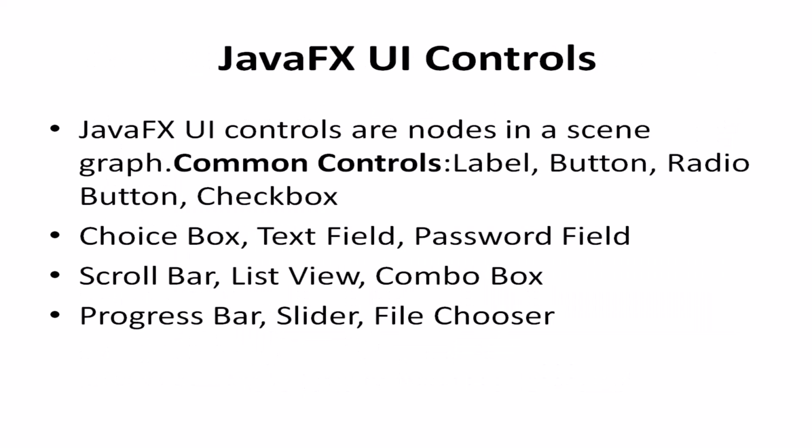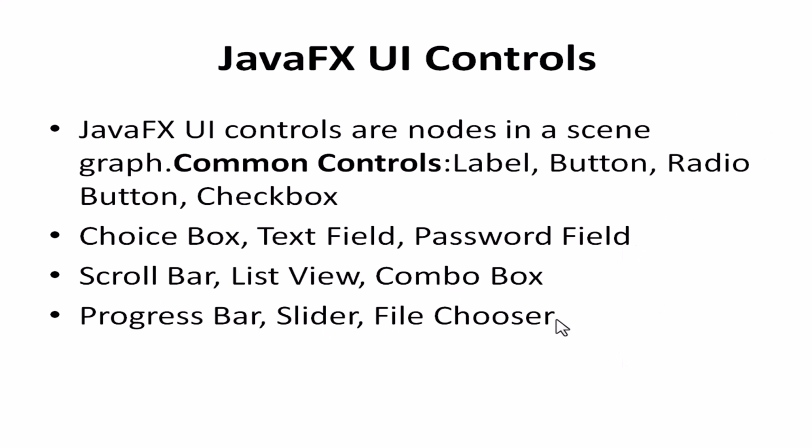So what are the UI controls? JavaFX UI controls are nodes in a scene graph. Common controls are label, button, radio button, checkbox and so on. We have different types of fields used in forms. Choice box means you can have multiple choices. Next, text field, where you enter your name, roll number and other things. Password field will not show whatever you are typing; it shows dots or stars.